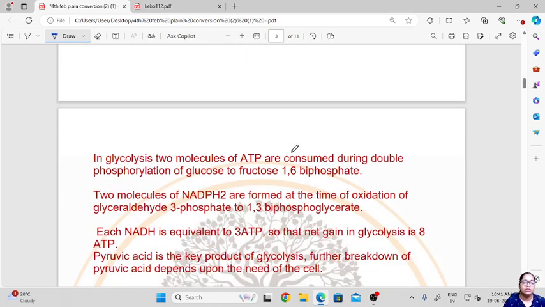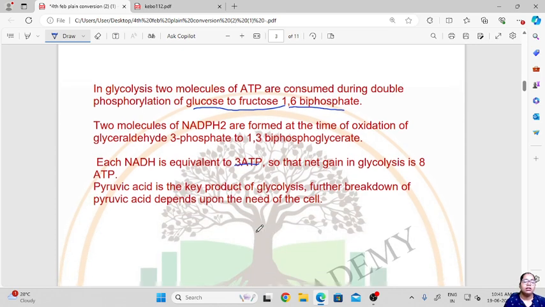Then in glycolysis, two molecules of ATP are consumed during the double phosphorylation of glucose to fructose 1,6 bisphosphate. After this, two molecules of NADH2 are formed at the time of oxidation of glyceraldehyde 3 phosphate to 1,3 bisphosphoglycerate. Then each NADH is equivalent to 3 ATP, so the net gain in glycolysis is 8 ATP.